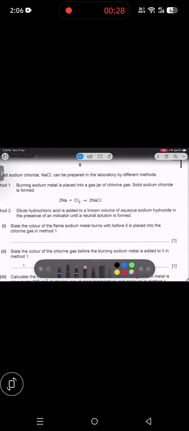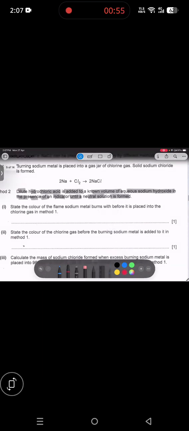The second method is dilute hydrochloric acid. Dilute hydrochloric acid is added to a known volume of aqueous sodium hydroxide in the presence of an indicator until the neutralization is done. This type of reaction is known as what? Titration. Okay. Now, state the color of the flame of sodium metal burning before it is placed into the chlorine gas in method 1.